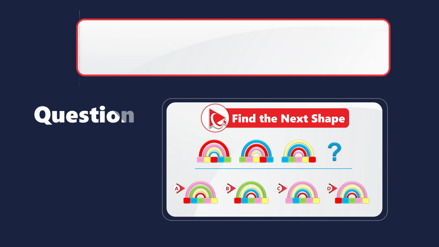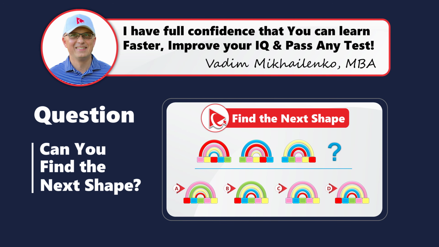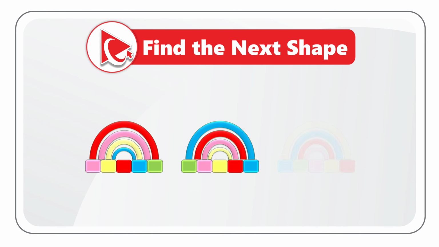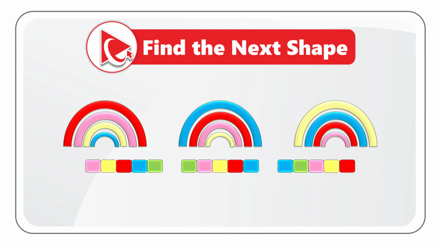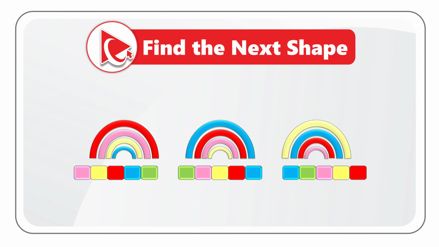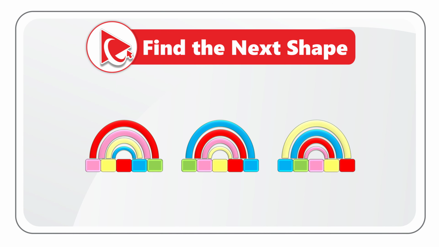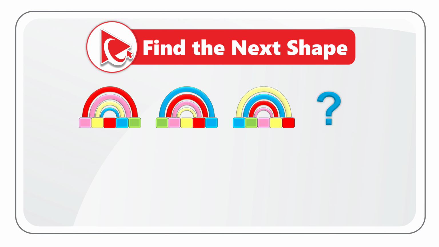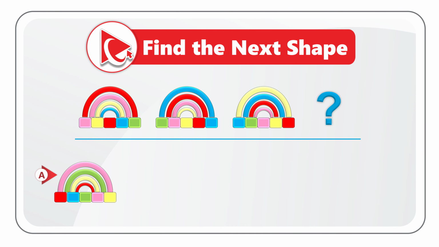Here's a very unusual question, which tests your analytical skills, pattern recognition skills, as well as spatial reasoning. You're presented with 3 very unusual shapes. You have a rainbow consisting of 4 sections on the top and then 5 squares at the bottom of this shape. Each shape has a unique set of different colors. You need to detect the pattern and based on that recognize shape number 4 out of 4 possible choices. Choices A, B, C, and D.